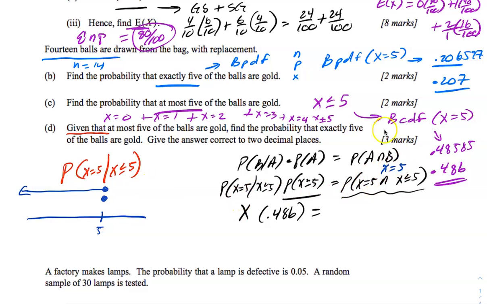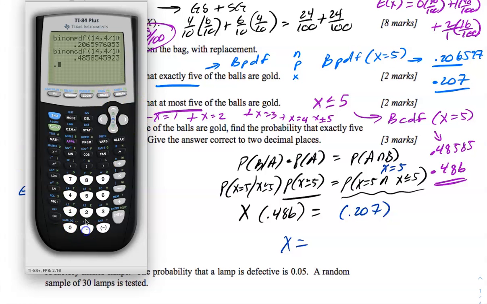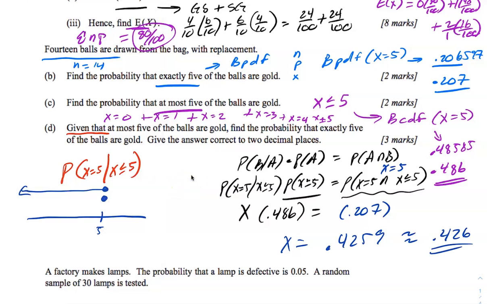Hey, I know the probability. We did that up here. Classic IB. 0.207. You just divide those two. So I'm going to get 0.207 divided by 0.486, and we get 0.4259, or 3 sig figs, 0.426. So that's a given. That's a probability of, given you know there's at most 5 balls, what's the probability of getting exactly 5 balls?